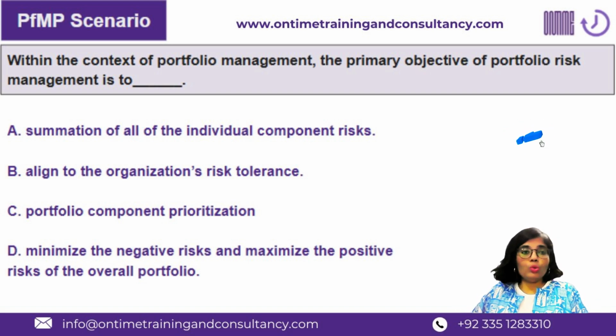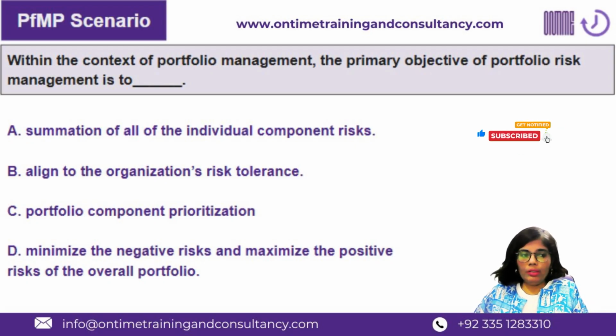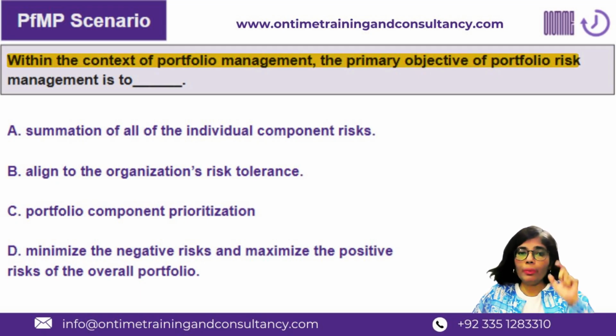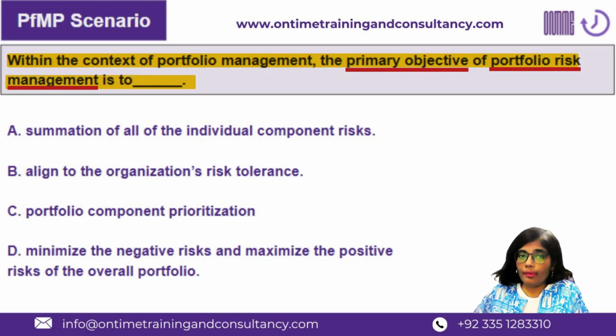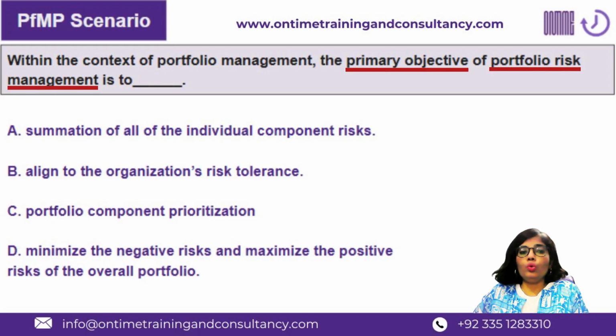This is related to portfolio risk management. On the look of it, nothing really comprehensive, nothing really difficult. The scenario is saying that within the context of portfolio management, the primary objective of portfolio risk management is A, to sum up all of the individual component risk, B, to align to the organizational risk tolerance, C, to prioritize portfolio components, and D, to minimize the negative risk and maximize the positive risk of the overall portfolio.